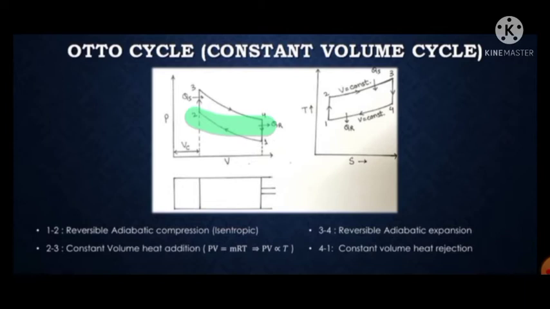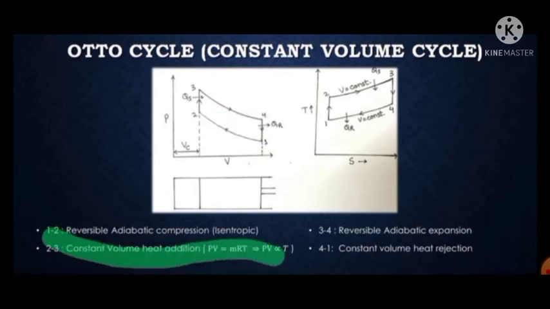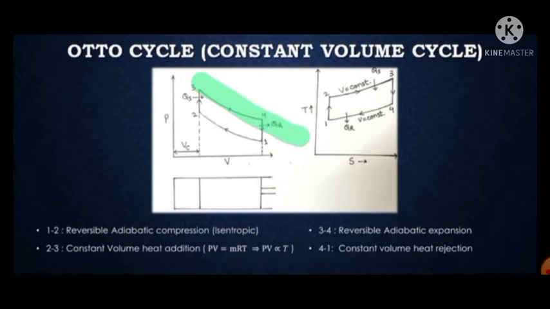Second, 2 to 3 is a constant volume heat addition, which follows PV equal to mRT. Since mR is generally constant, we can take PV as directly proportional to T, but as the volume is constant, pressure is directly proportional to temperature. 3 to 4 is a reversible adiabatic expansion. Again, in this we will use PV raised to power gamma equal to constant.